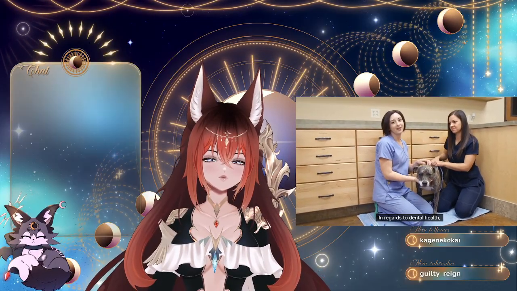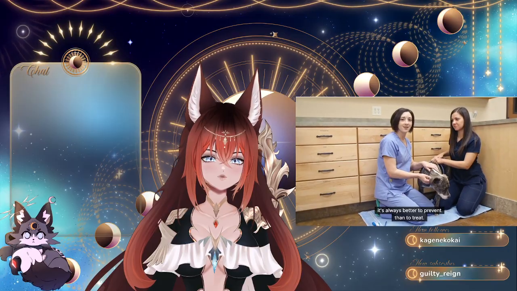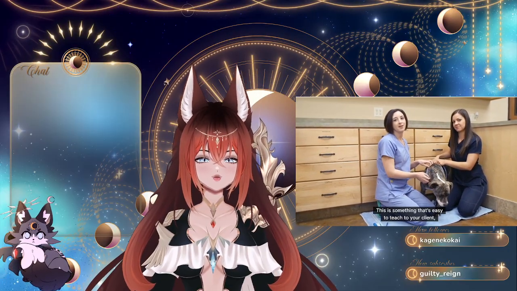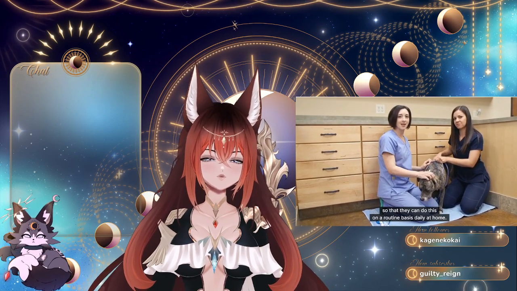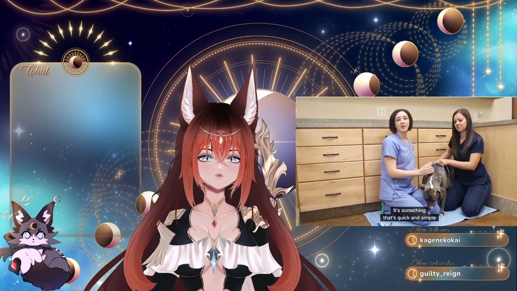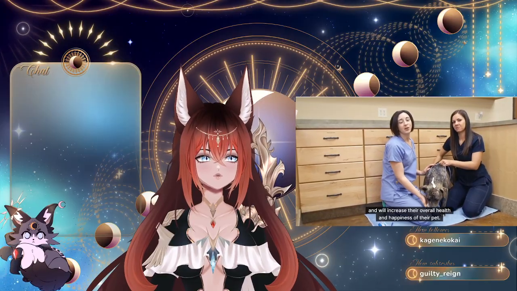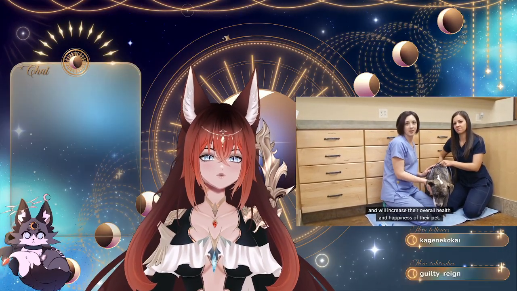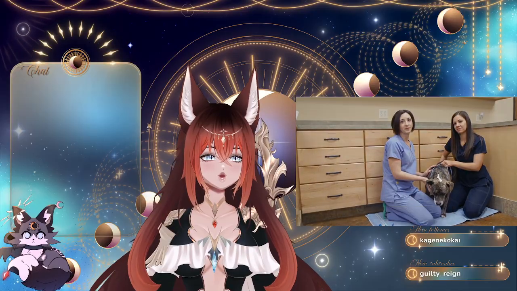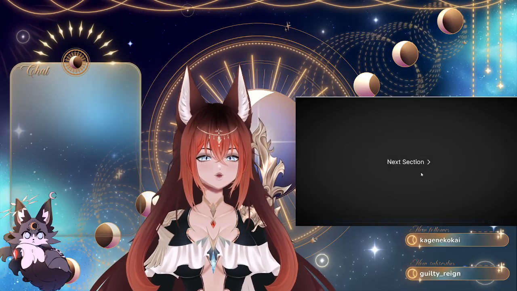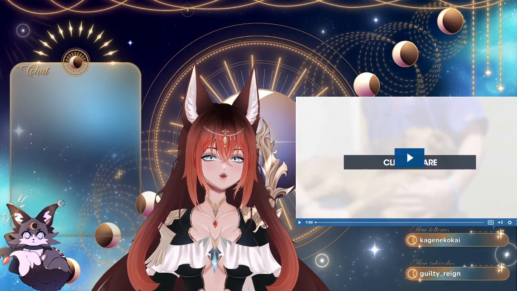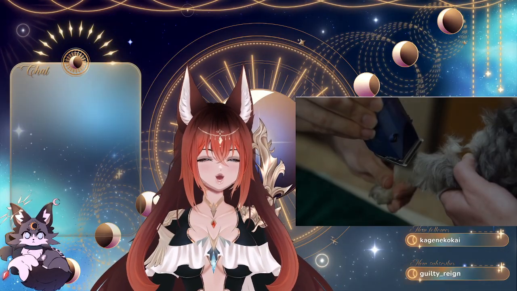In regards to dental health, it's always better to prevent than to treat. This is something that's easy to teach to your clients so that they can do this on a routine basis daily at home. It's something that's quick and simple and will increase their overall health and happiness of their pet. And will also not make you go broke whenever they get gingivitis later. Gingivitis is expensive to treat. Clipper care. And dentals are very expensive.